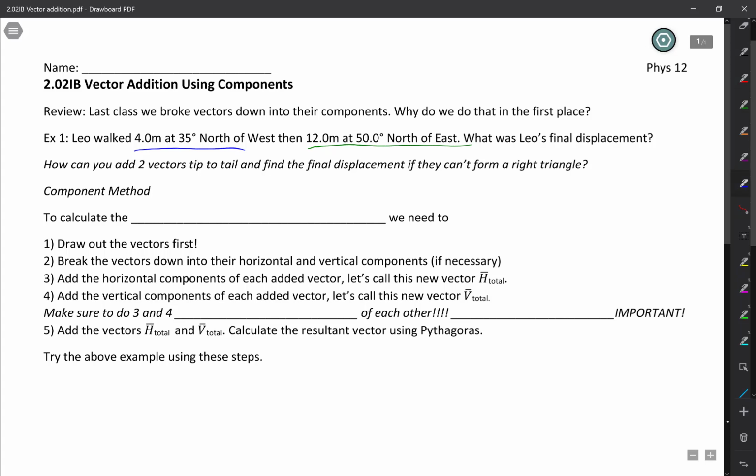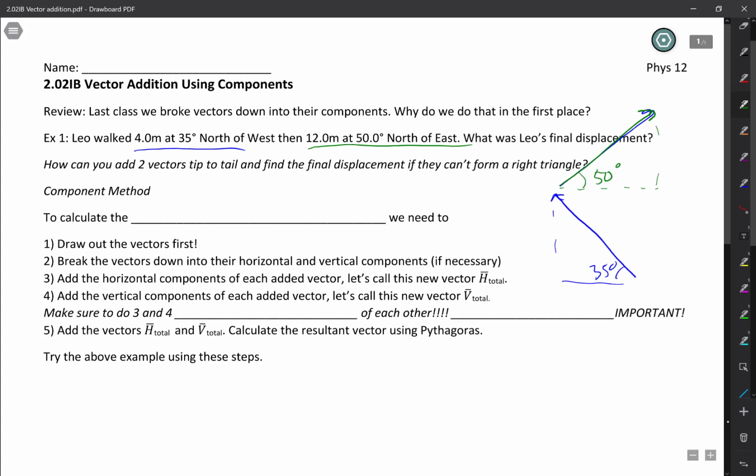4 meters at 35 degrees north of west. That kind of looks like this. 35 degrees north of the west would be this angle over here. And then followed by 12 meters at 50 degrees north of east in the other direction. But this time, this is 50 degrees north of east.